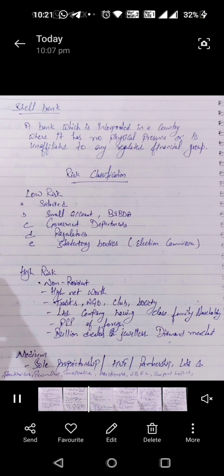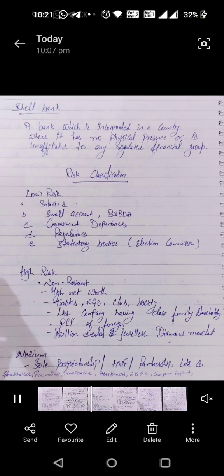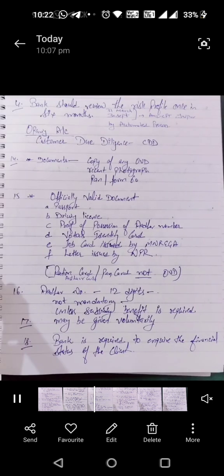Then RBI has a risk classification for all the accounts of the customers. It's like risk profiling. It is low risk, high risk and medium risk. Low risk customers are salaried, small accounts, also BSBDA, that is basic savings bank deposit accounts, then government departments, regulators, statutory bodies, election commissions. Then high risk customers will be non-resident individuals, high net worth individuals, trusts, NGOs, club societies, limited companies having close family shareholdings, politically exposed persons of the foreigners, then bullion, dollar and jewelry, diamond merchants. Then medium is not defined anywhere.